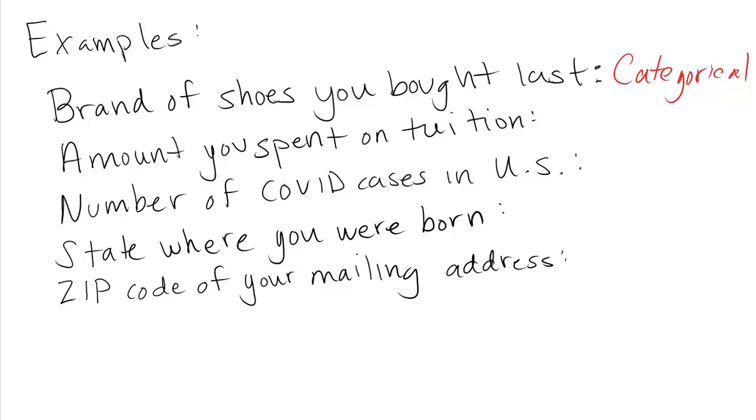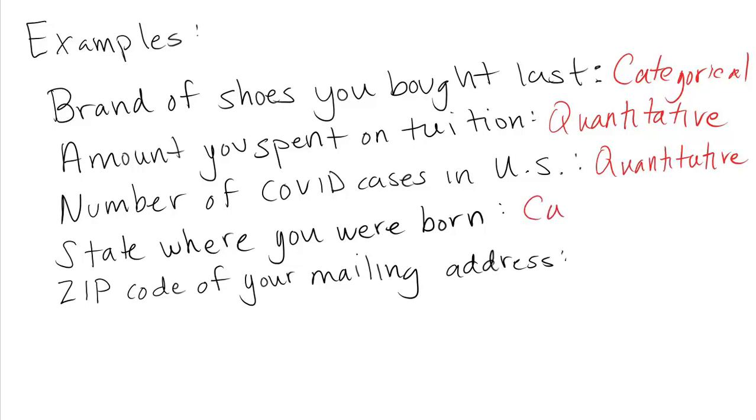Second example, the amount you spent on tuition. This is a number, a very important number. And it quantifies something. It's the amount that you spend. You can count it. It's something that's counted. It's being given a quantity. This is quantitative. The number of COVID cases in the US, again, it says number. You can pretty much tell. It's quantitative. The state where you were born, the answer is going to be a word. That's not a number at all, and this is categorical.